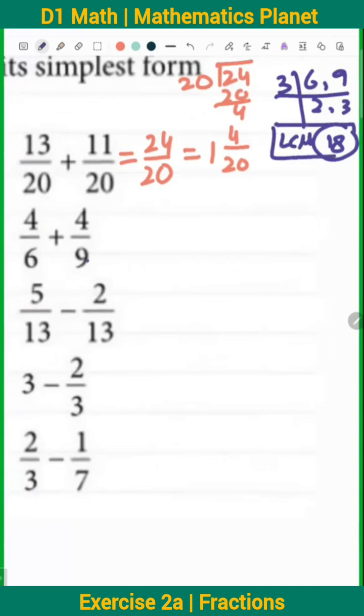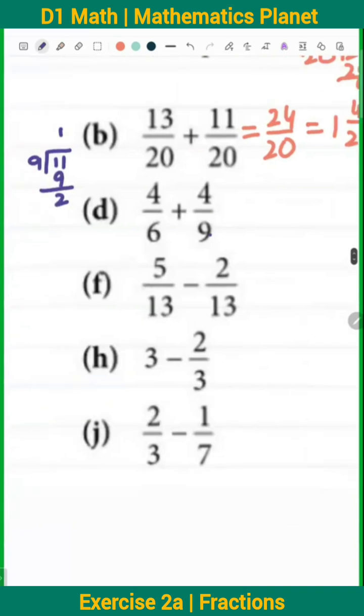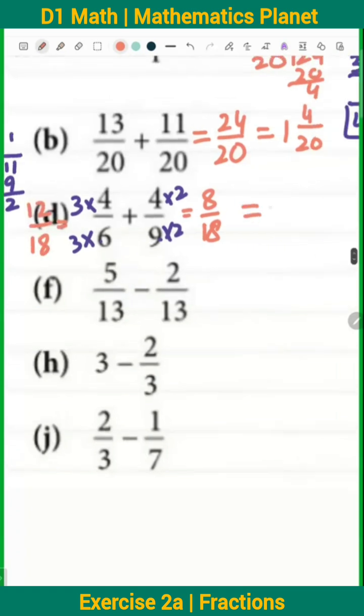Now you have to make both of the denominators to 18. So 9 times what is 18? 2. 6 times what is 18? 3. This is the target. Okay. So now you get 4 times 2 is 8, 9 times 2 is 18, 4 times 3 is 12, 6 times 3 is 18. So 12 plus 8 will give you 20 by 18, right?